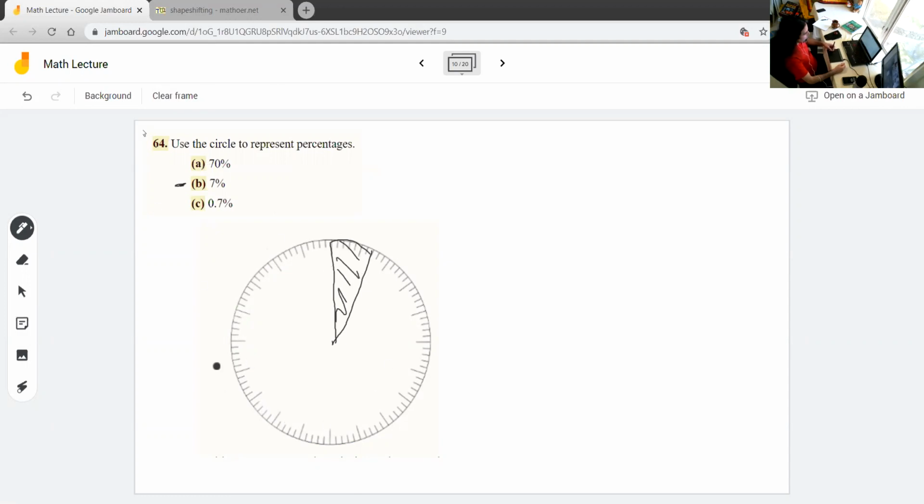70% would be most of the circle. 0.7% would just be a tiny wedge that's not even 1 mark wide. I don't know if I can draw it that well.